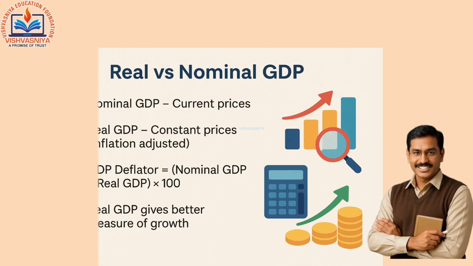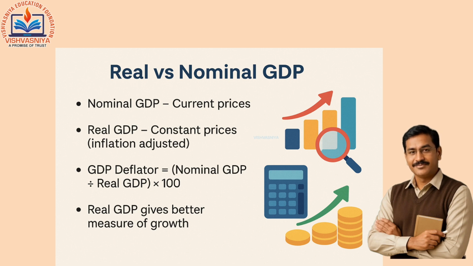Now, one more distinction. Nominal GDP is measured at current year prices. Real GDP is measured at constant prices adjusted for inflation. The formula is GDP deflator is equal to nominal GDP divided by real GDP times 100. Real GDP is more reliable for comparing growth.